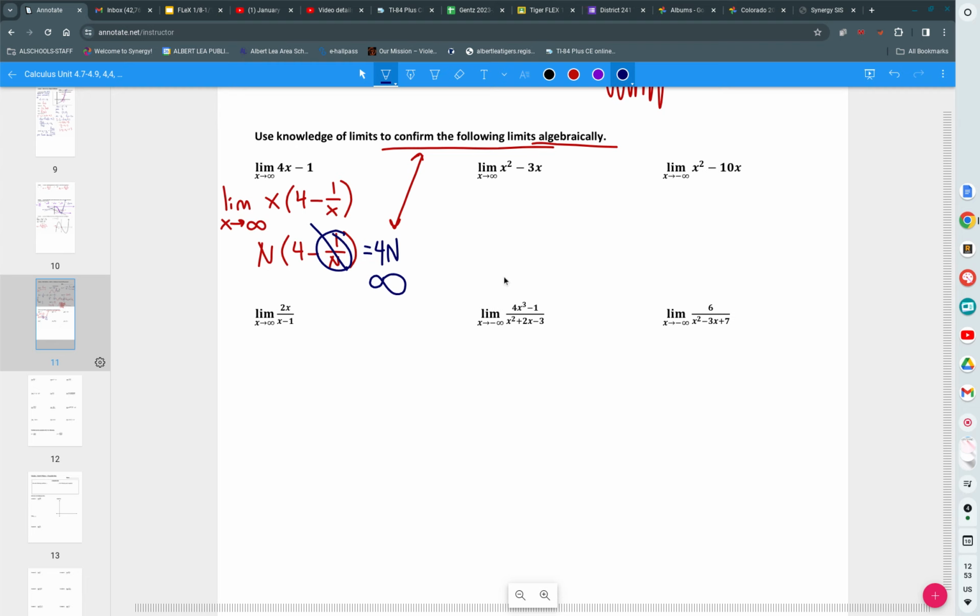X squared minus 3x. I hope you would think to yourself on the test, what shape does this make? Parabola. As x goes to infinity, what does y go towards? It goes to infinity as well. Let's confirm that. We are going to factor out what? X squared. When we factor out x squared, we're left with 1 minus what? 3 over x. Notice as you plug in a large number, you get a large number squared times 1 minus 3 over a large number. What's going to happen to 3 over the large number? That will become 0, and when you square a large number, you get infinity.